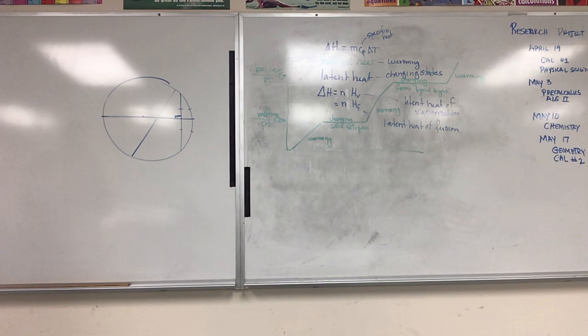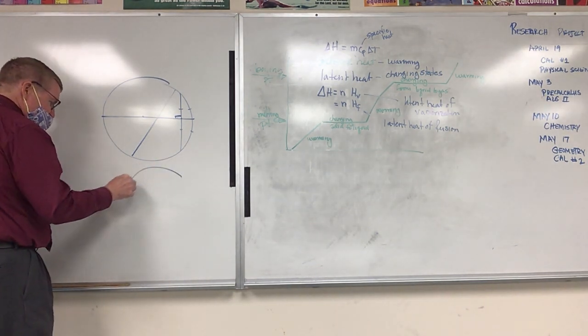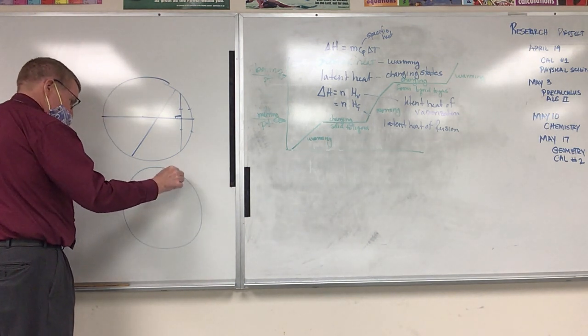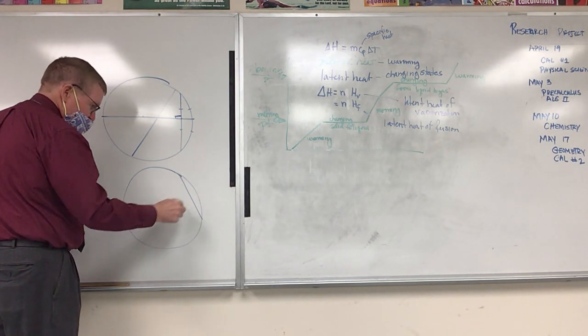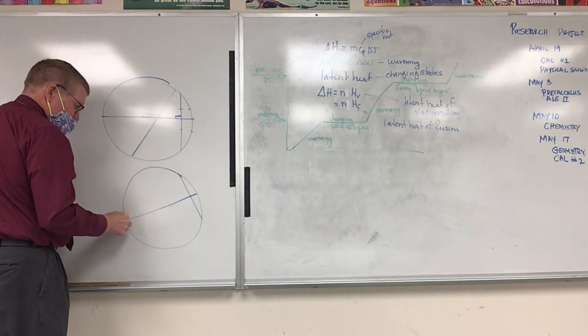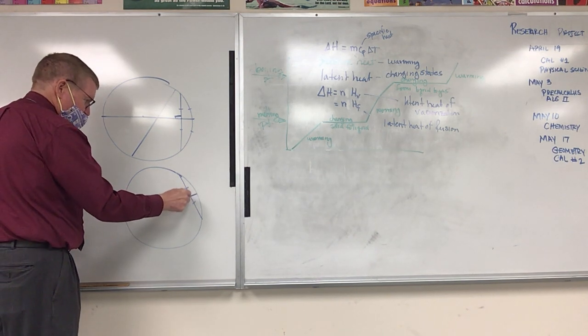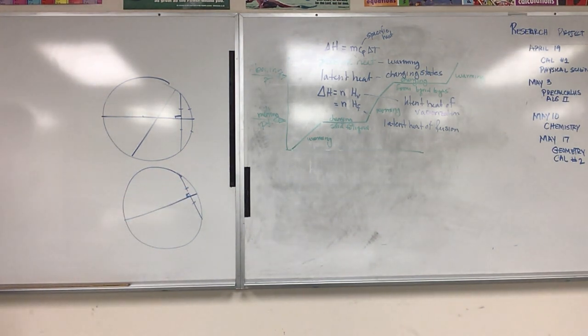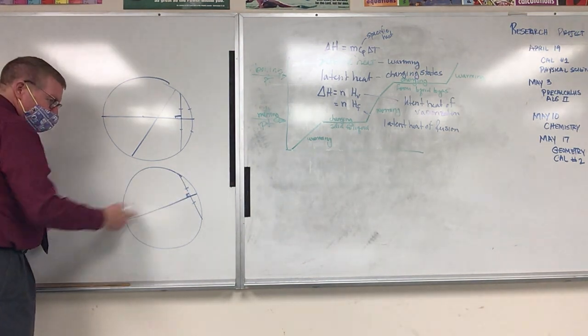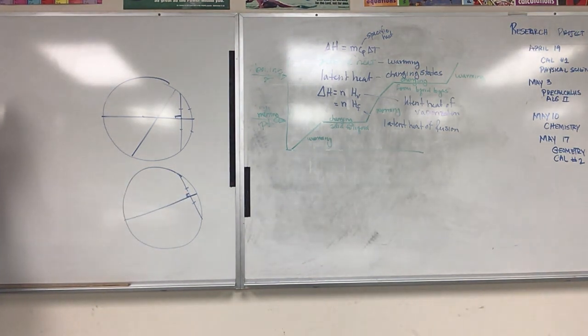Theorem 12-10. In a circle, the perpendicular bisector of a chord contains the center of the circle. So again, what this is saying, if I have a circle and I have a chord and I have another line segment that is the perpendicular bisector of that chord, then I know somewhere along this line the center of the circle is.